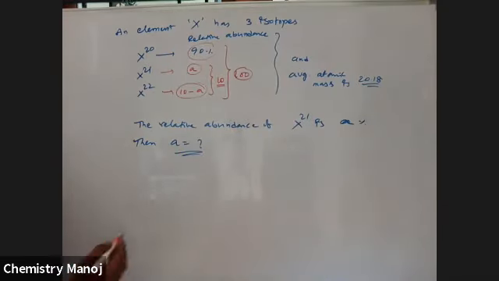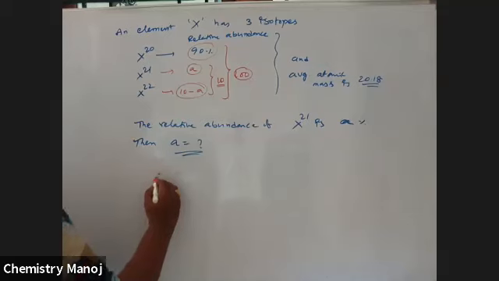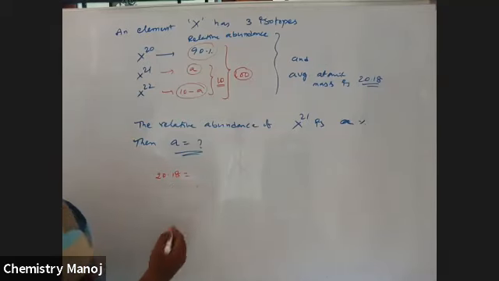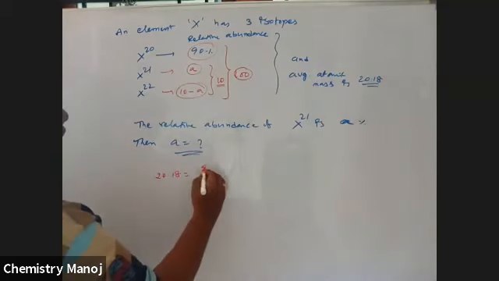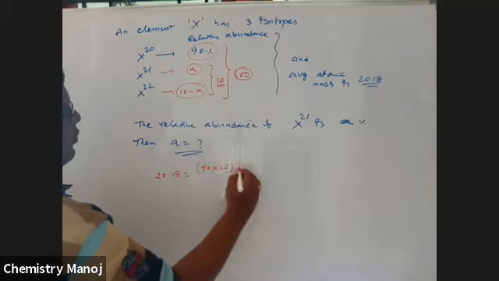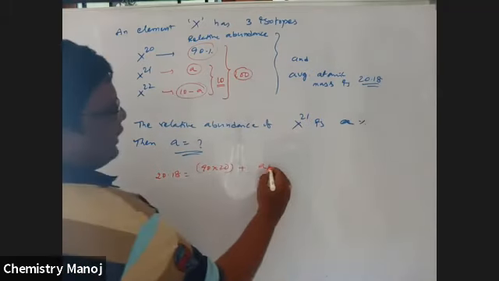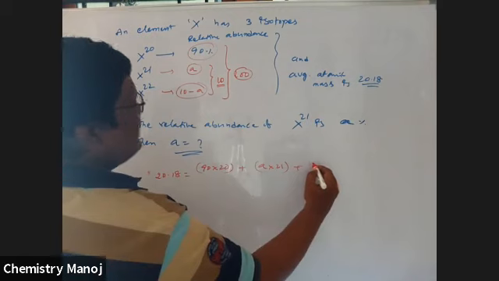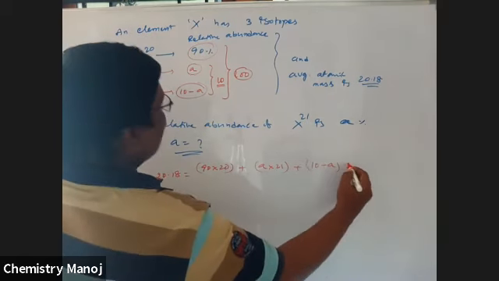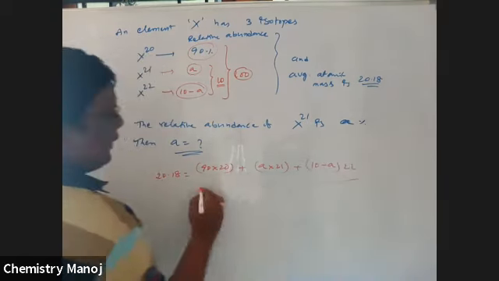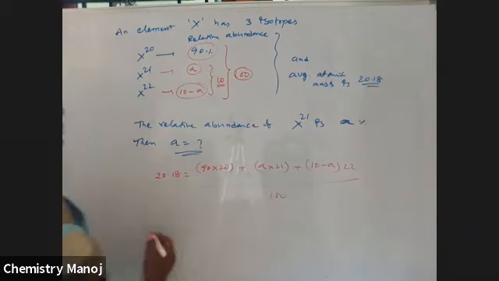Calculate the value as percentage weight. 20.18 is equal to the sum of relative abundance into atomic weight: 90 into 20 plus A into 21 plus (10 minus A) into 22, by 100. Therefore, A is equal to 2%.